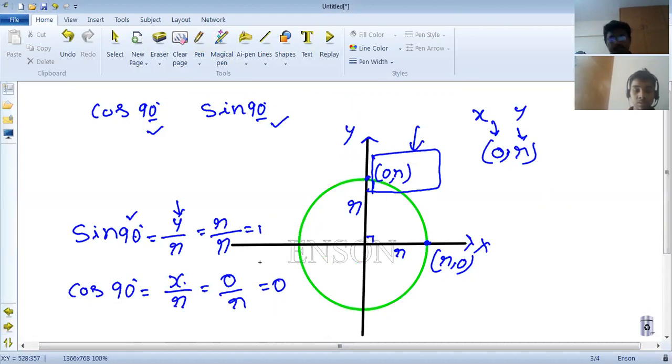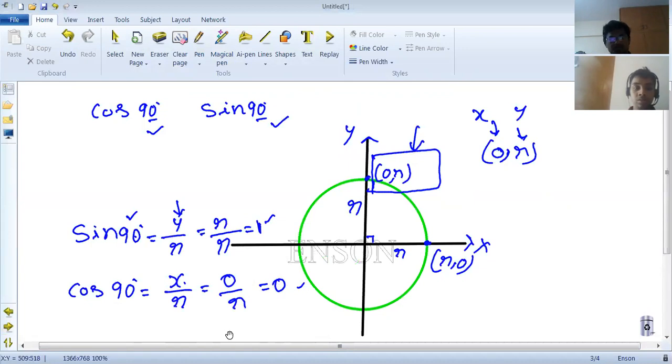Even if you calculate by calculator, you will get the same values. Like this we get the ratios from the unit circle. Understood? Got it, right?